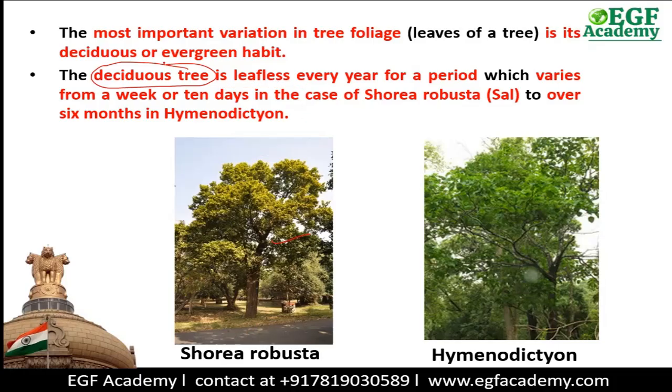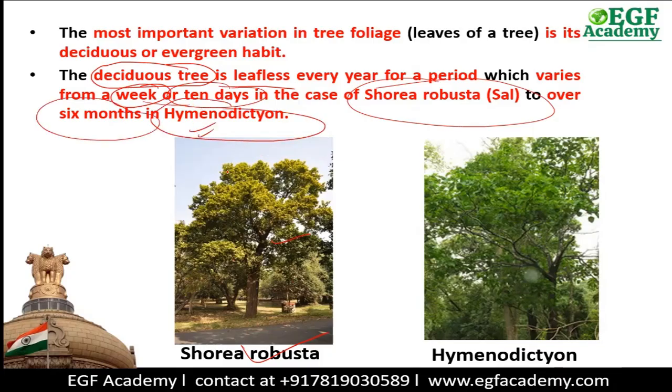And for how long that leafless condition will exist, it also depends on the type of plant. For example, in Shorea robusta, which is also known as sal, this is Shorea robusta. In this plant, the leaf fall occurs from 1 week up to 10 days. Other than that, in Hymenodictyon, leaf fall is found over 6 months. This is Hymenodictyon. This tree has leaf fall for about 6 months. So it also varies for how long the leaf fall will occur in a particular plant species. So such type of plants are known as deciduous plants.